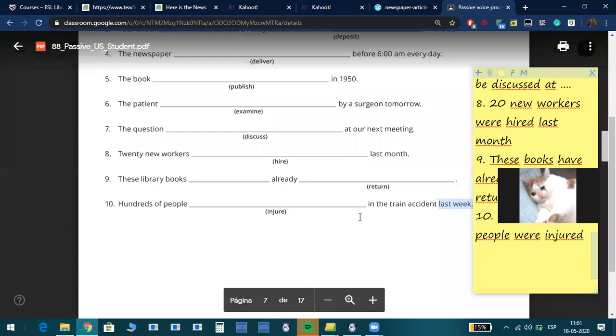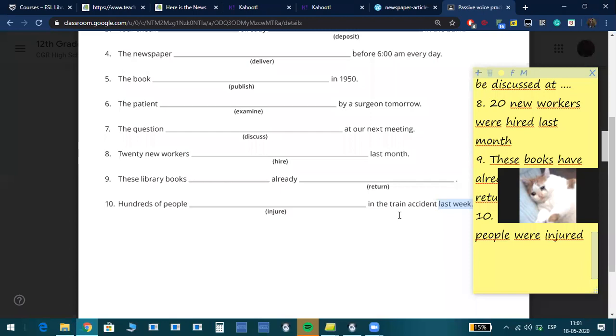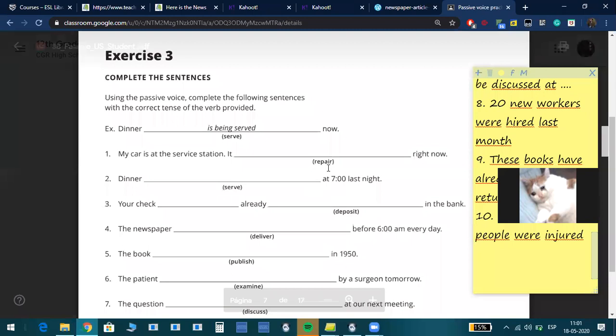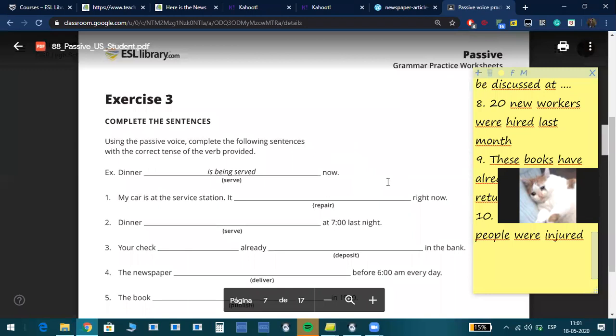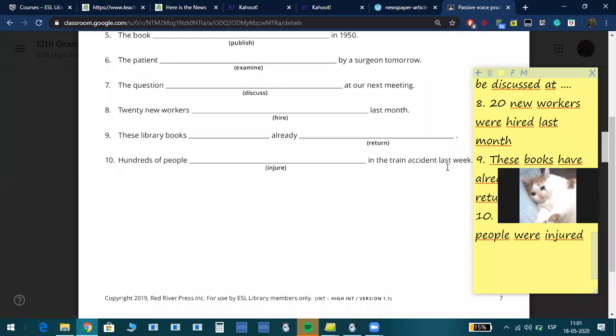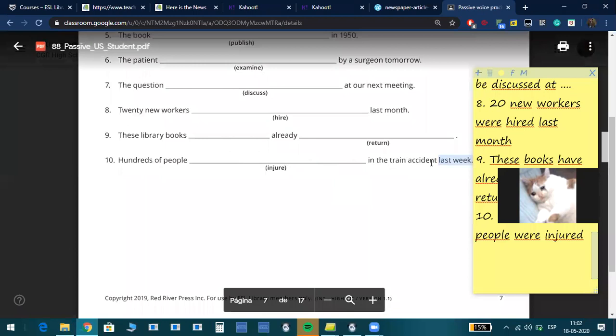Yes, they are connected. Usually, these clues, tomorrow, next, last month, those things are connected to the tenses. Hundreds of people have been injured. I mean, it would be correct, but still, there would be something strange if you say hundreds of people have been injured in an accident last week.